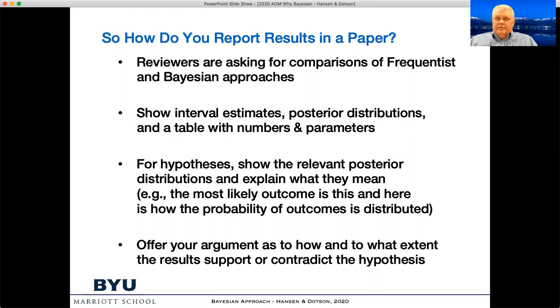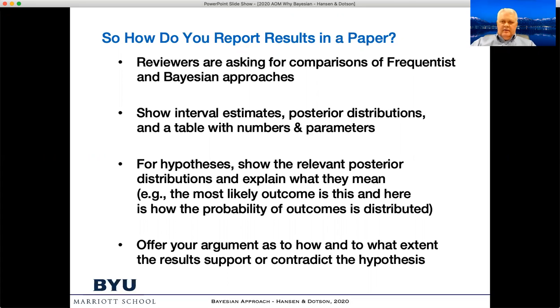One of the first questions we often get is, how do you report results in a paper if you're using a Bayesian approach? And a main point here is that reviewers seem to like a comparison between a frequentist approach and a Bayesian approach. And that's a simple thing to do.